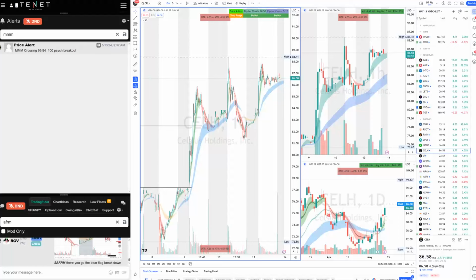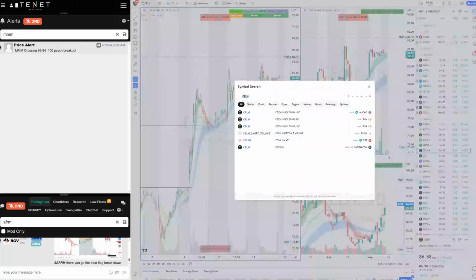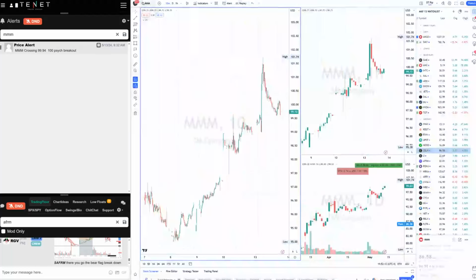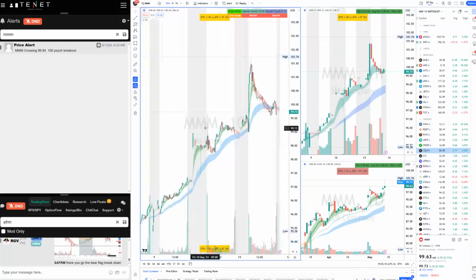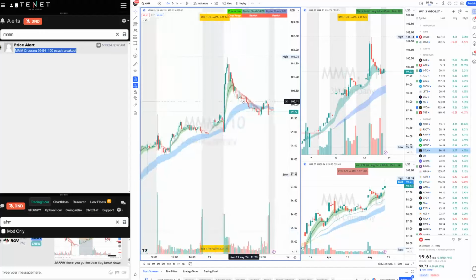I quickly want to talk about this triple M. The reason is that I had a price alert set because it had earnings many days ago, but there was this 100 breakout. It was crossing the 100 breakout, and if you took that, you made decent money. It went on to push to 101.74, so there was a decent scalp to be made on that.